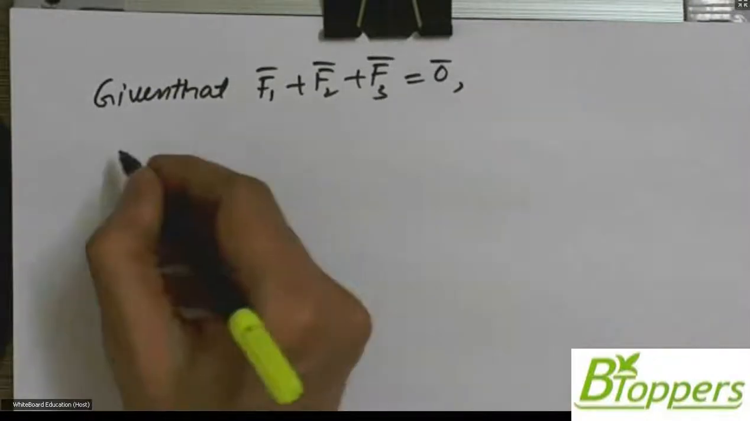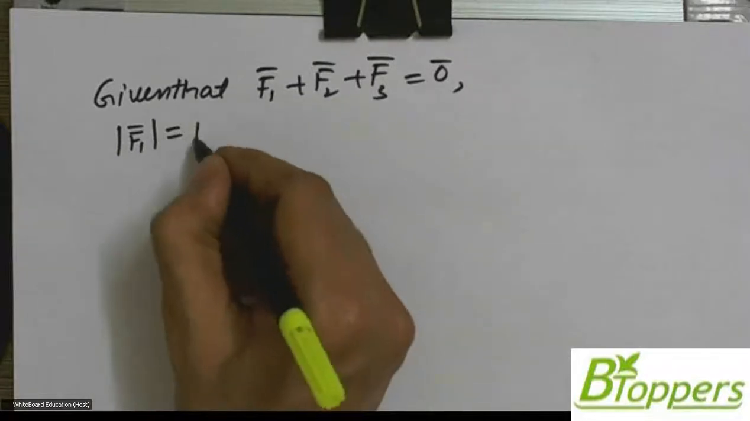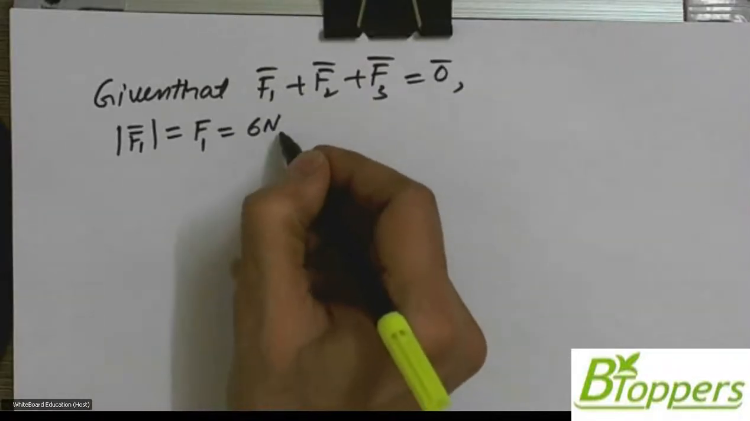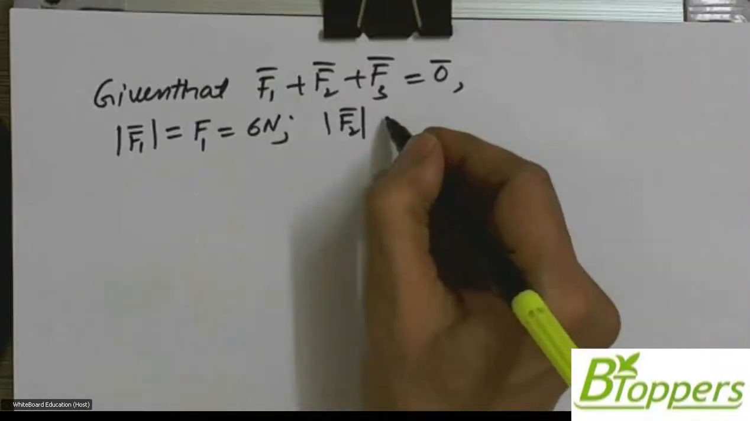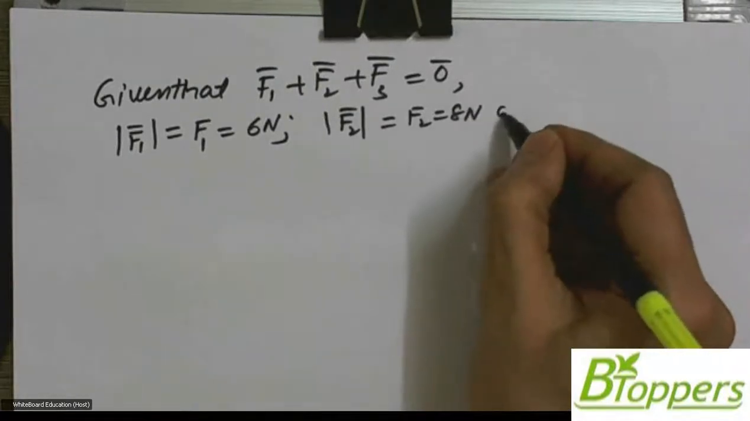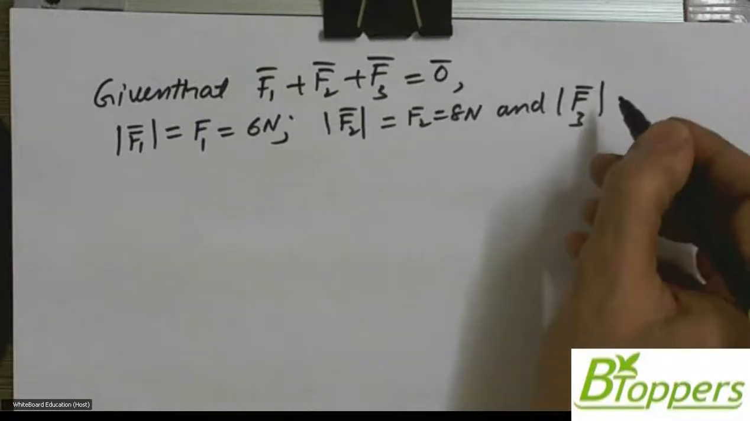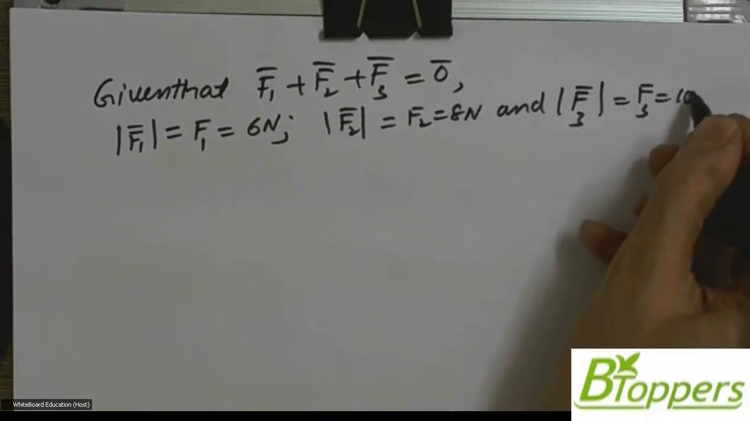It's given that magnitude of the first force F1 bar or F1 equal to 6 Newton, magnitude of second force F2 bar or F2 equal to 8 Newton, and magnitude of the third force F3 bar or F3 equal to 10 Newton.